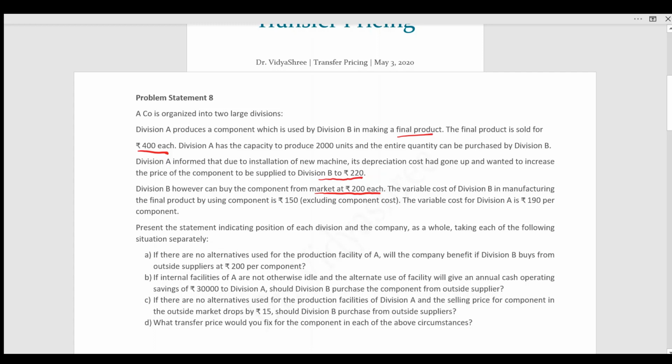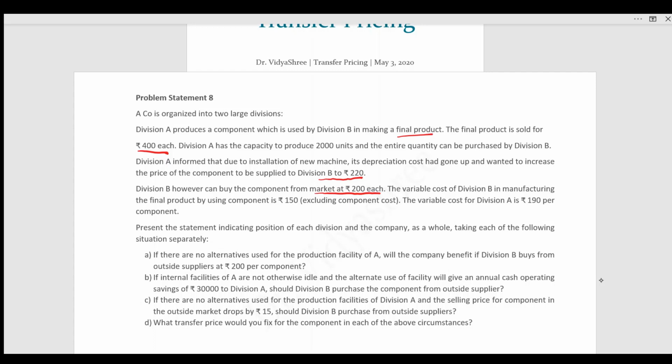The variable cost of Division B in manufacturing the final product by using the component is rupees 150, that is excluding the component cost. This means, as I told you, Division B is purchasing from Division A to make a final product. So after it buys from Division A, while it is making a final product, it will incur some cost, nothing but the variable cost. So the cost incurred by Division B in order to convert the goods into the final product is 150 per component. That cost is rupees 150.